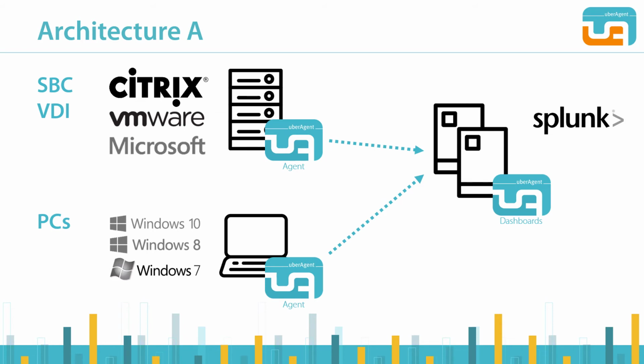For the latter, we make use of Splunk's HTTP event collector. Uber Agent buffers the data in RAM. Hence, if the network connection to Splunk is lost, the data is safe. It's sent off to Splunk once the network connection is up again.